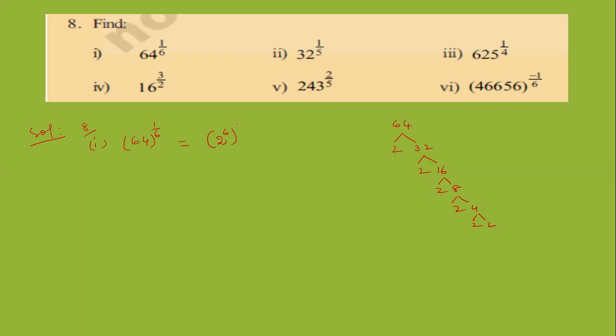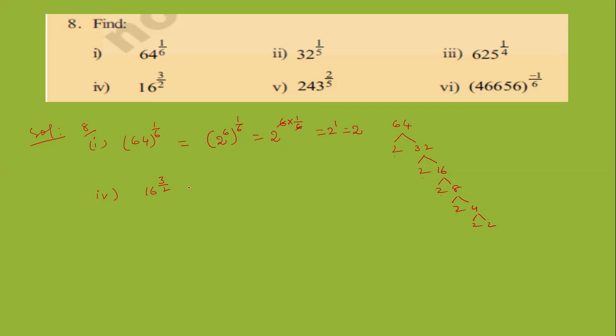Already there is an exponent, that is 1 by 6. That means you write 2 to the power of 6, to the power of 1 by 6. 6 into 1 by 6. In the exponent place, you may write like this. These two are cancelled. Now 2 to the power of 1, that is 2. In this manner, you may do all the remaining ones. I may do the fourth one.